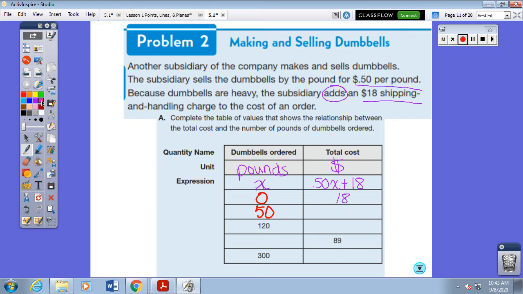What you're going to do is put 50 cents times, and this will also be in your homework, there's tables like this. So I would do 50 cents times, and just put parentheses where the X is, plus 18. And then you can plug in the information as you go. So if I was taking a 50 pound weight, I'd plug in 50. 50 cents times 50 plus 18.